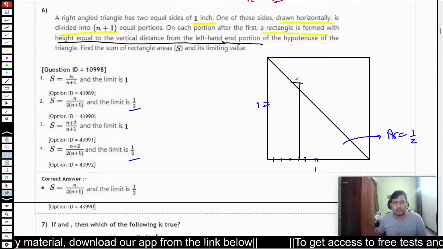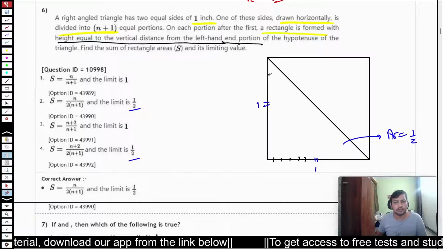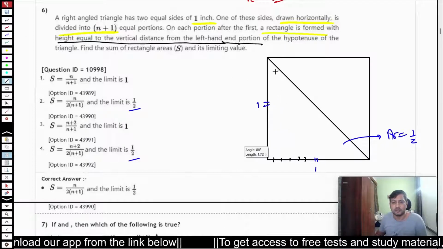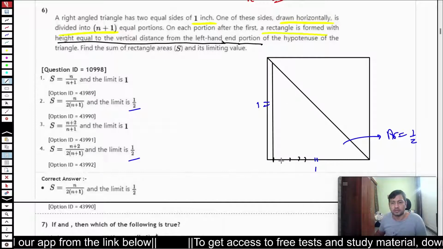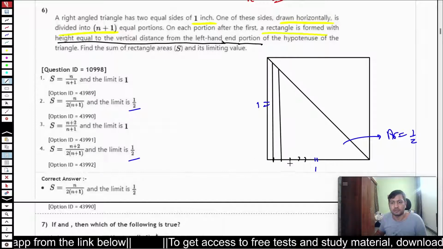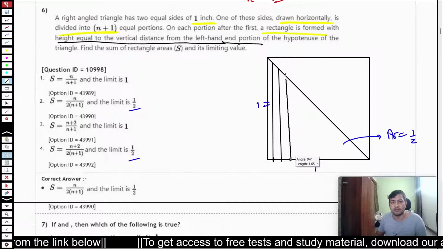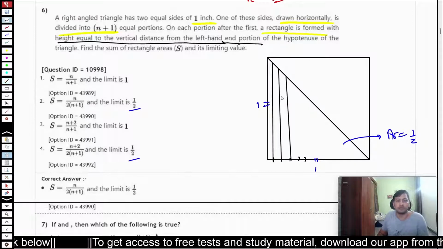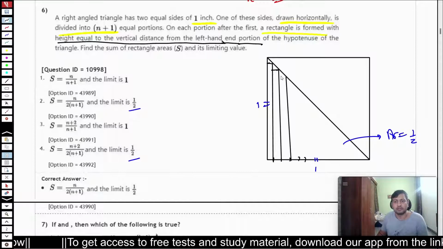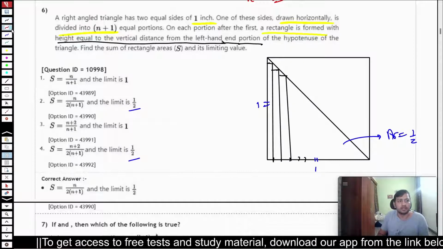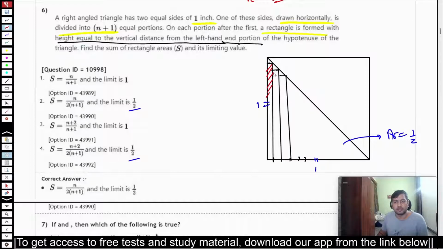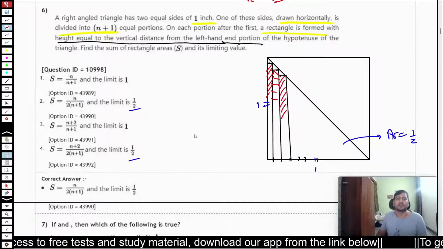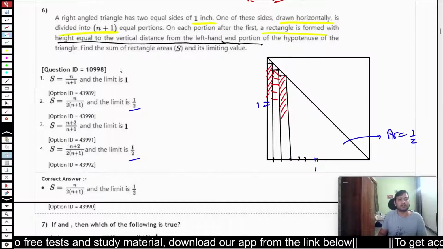One second, I think this is something I have done wrong. It should actually be equal to the left hand portions. It is written left hand, so it should actually be these rectangles. So these are the rectangles which I need to be calculating. This, then again this, and so on. These are the rectangles which I need to be finding.